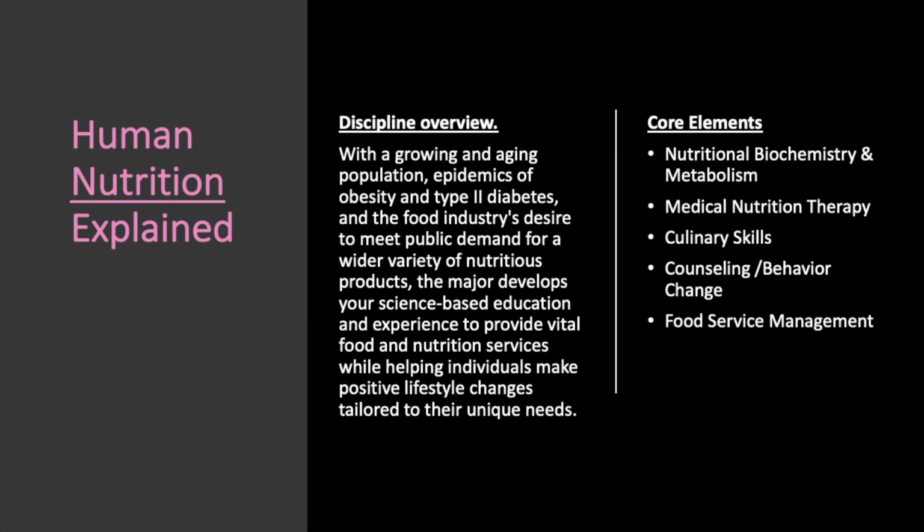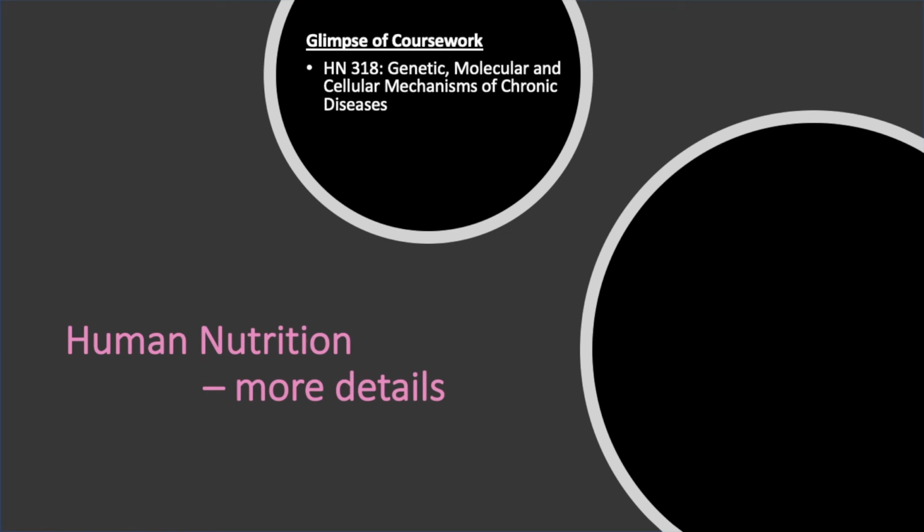A sample of courses you might take in nutrition are HN 318. This course asks the question, does the food you eat affect development of disease and the prevention of disease at the genetic, molecular, and cellular level? HN 302 teaches you about the nutrition care process. HN 423 focuses on the counseling component and pays close attention to the monitoring and evaluation of a patient.